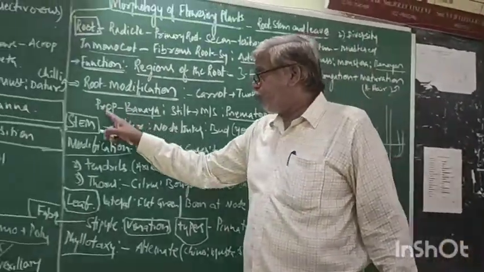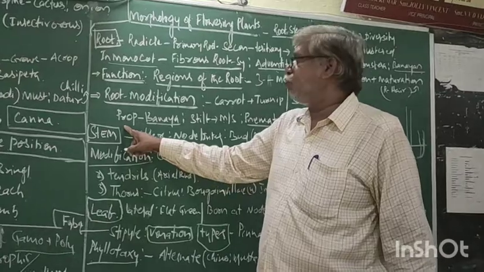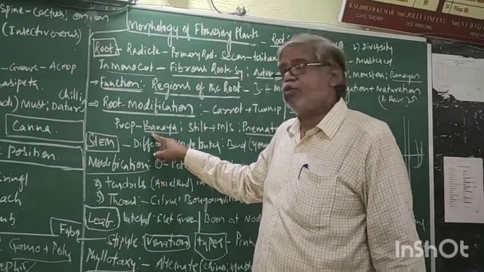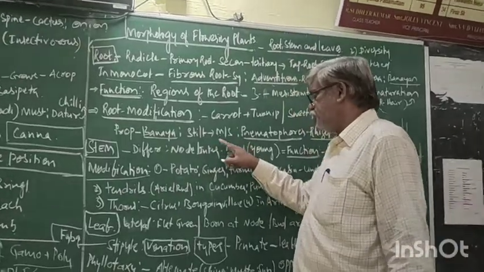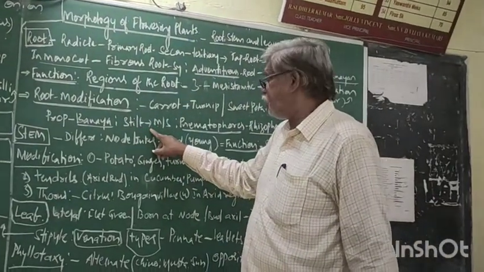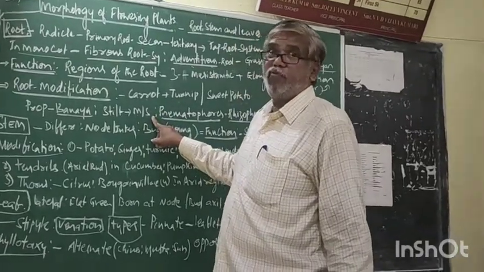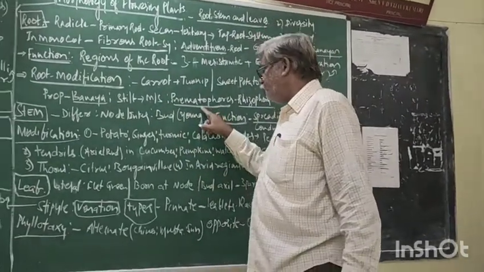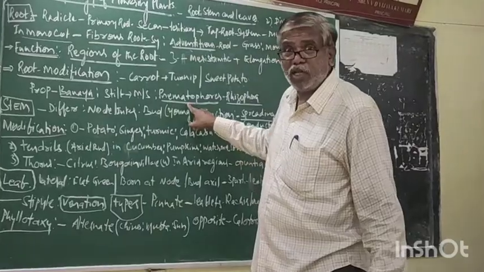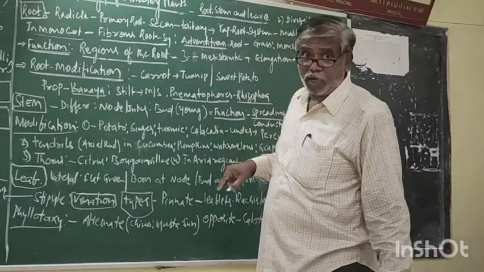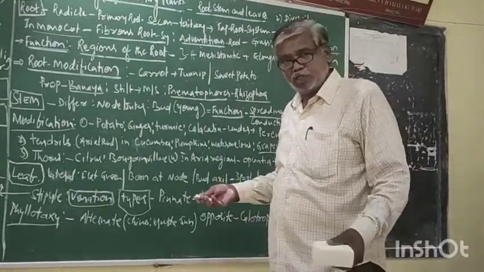Right. Root name: prop root. In which plant? Banyan. Function: support. Name of the root: stilt root. In which plant? Maize and sugarcane. Function: support. Now pneumatophore is the name of the roots. In which plant? Rhizophora. Helps in respiration.